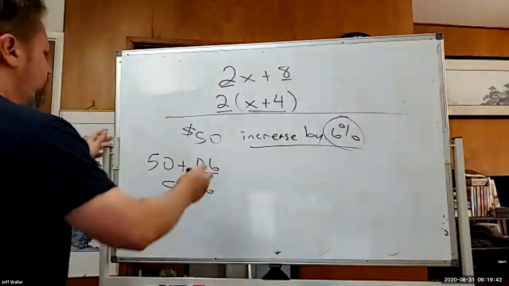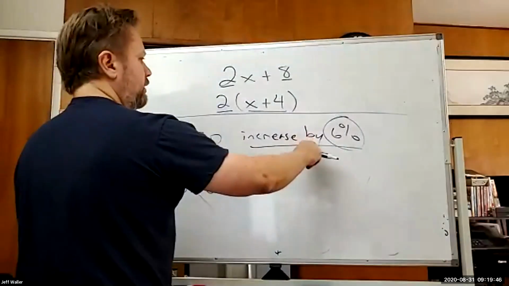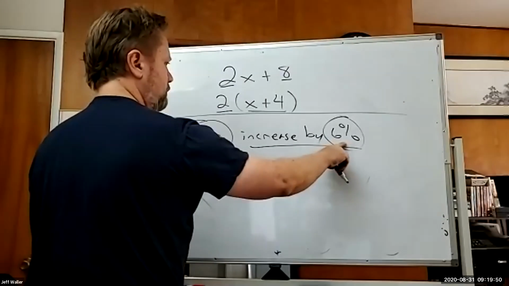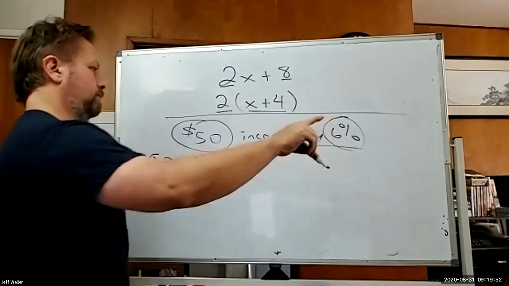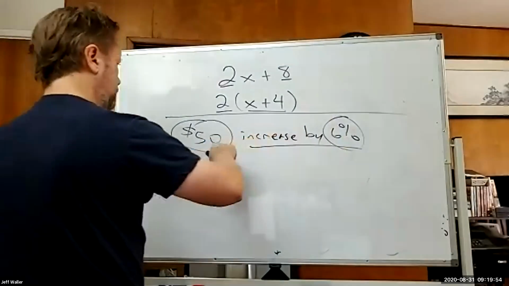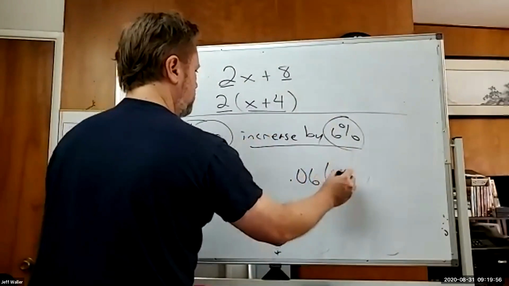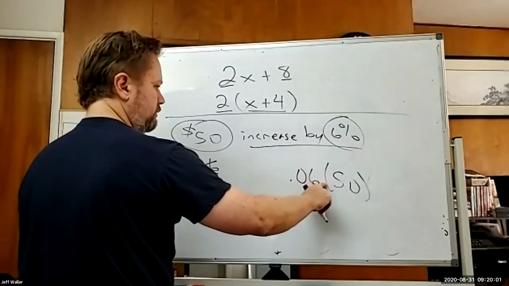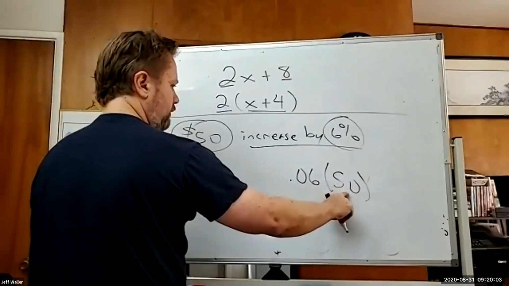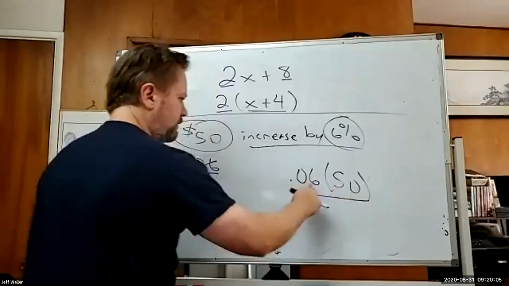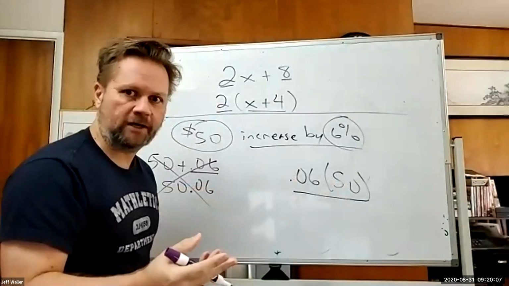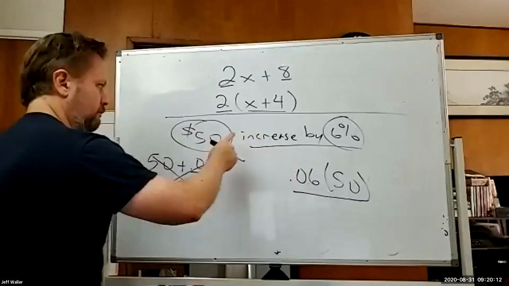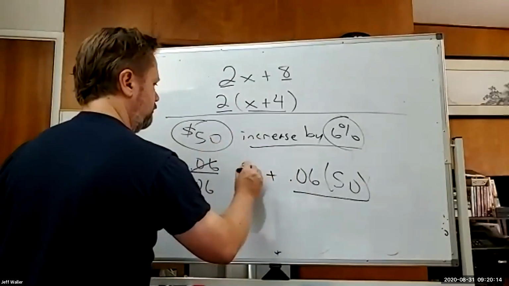So, increase by 6%. How much will I increase this by? It would be 6% of 50, which is this, right? 0.06 times 50. And then what am I going to do with that amount? That's not the new price. You wish it was the new price. But of course, I'm going to take that and I'm going to do what? Add it to the original price.